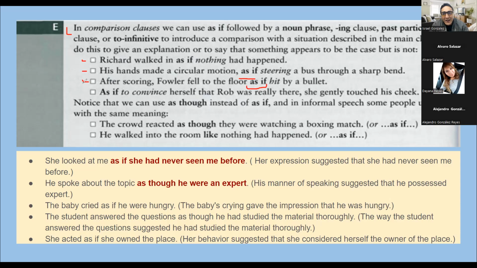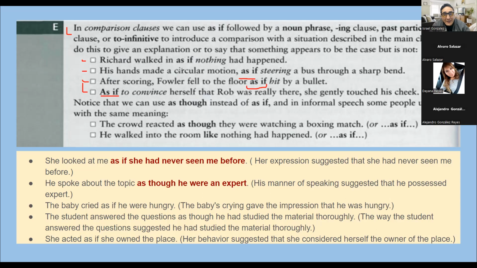And when we have it at the beginning, Diana, can you read it? Yes, teacher. As if to convince herself that Rob was really there, she gently touched his cheek. So maybe she was just imagining. He was not really there. So she was acting as if he were there, or as if he was there. Remember, were and was for the second conditional.